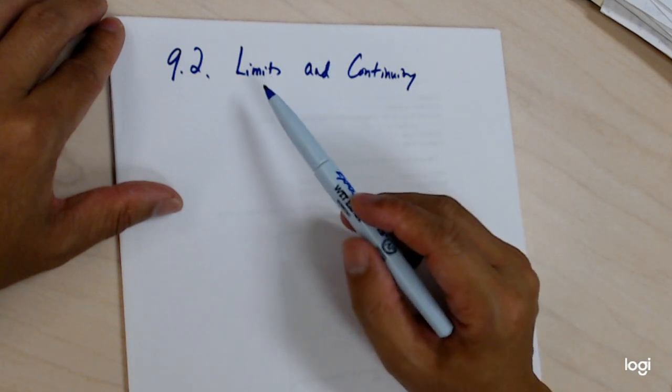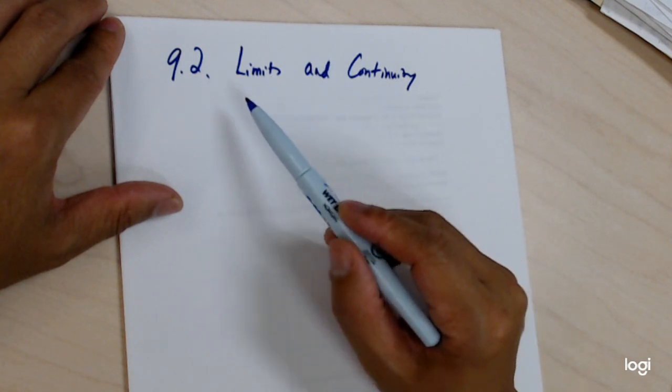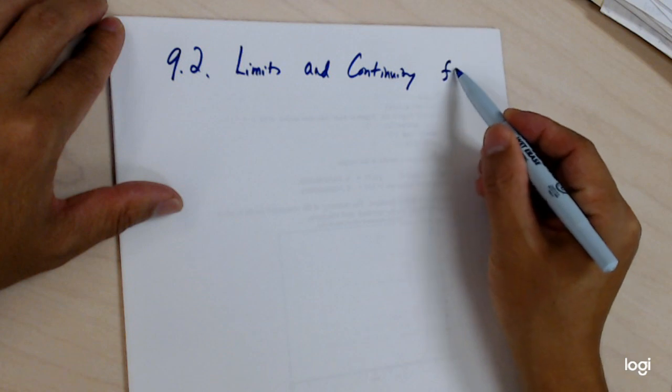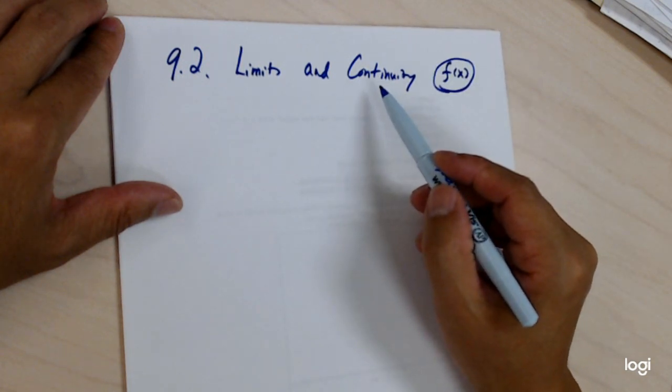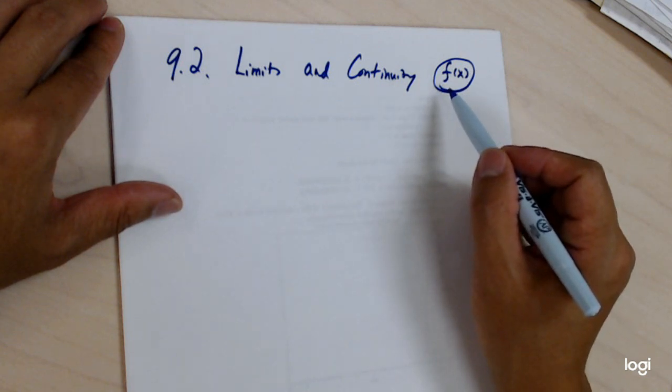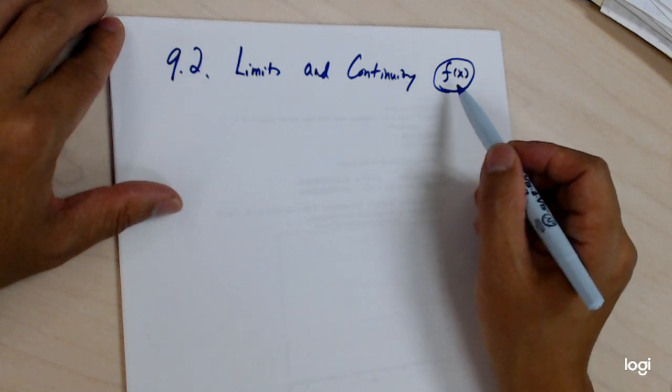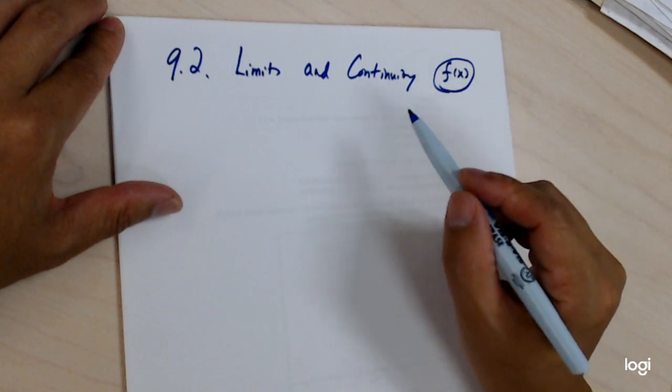Many of you are probably wondering, will those be the same as for a function of a single variable? Well, it turns out continuity has some subtle issues that are actually very different from continuity for a function of a single variable. Okay.